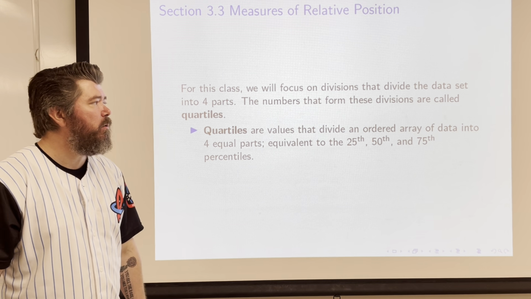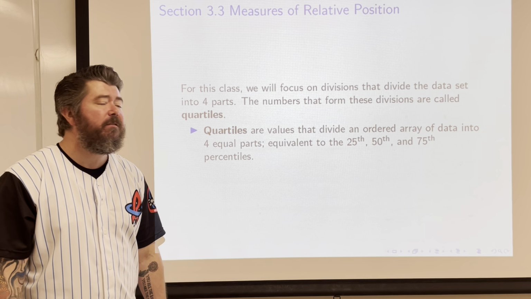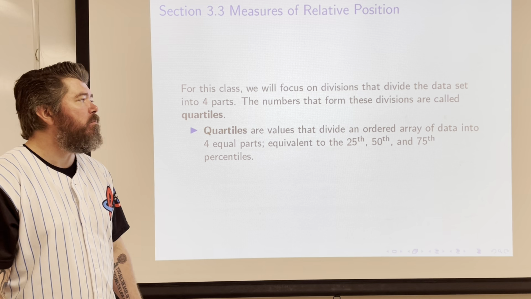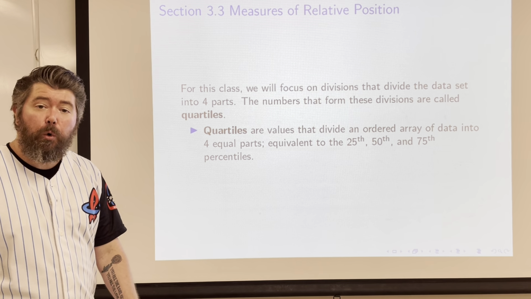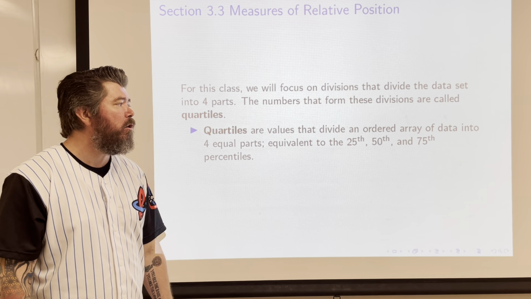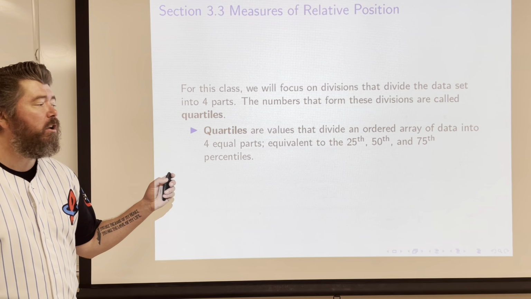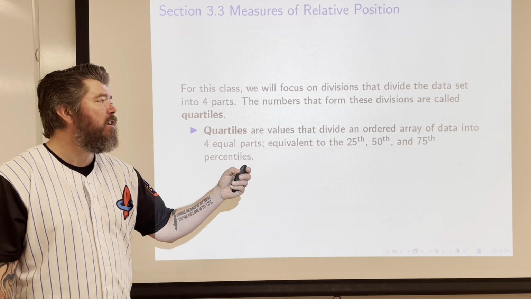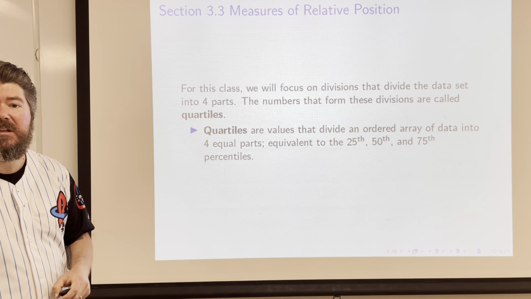For this class, we will focus on divisions that divide the data set into 4 parts. The numbers that form these divisions are called quartiles. Quartiles are values that divide an ordered array of data into 4 equal parts, equivalent to the 25th, 50th, 75th percentiles.